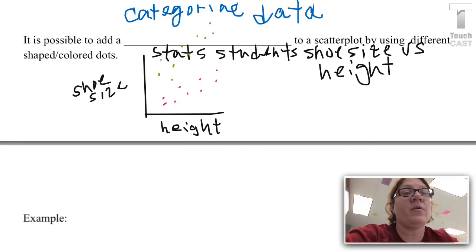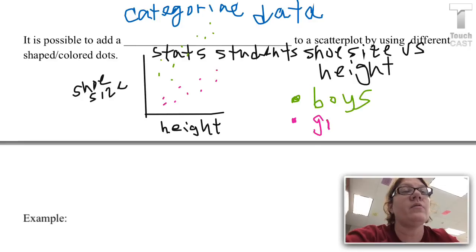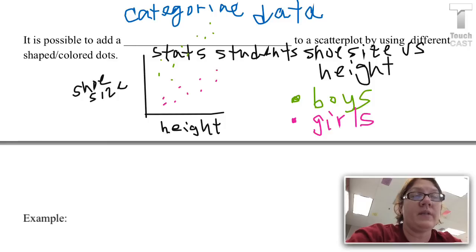So I just have to remember that I have to put a key. So let's say that green is boys and pink for girls. And so then you can see both sets of data on my same scatter plot. Pretty cool, huh? Like I said, your graphing calculator will do this. I'll show you tomorrow.